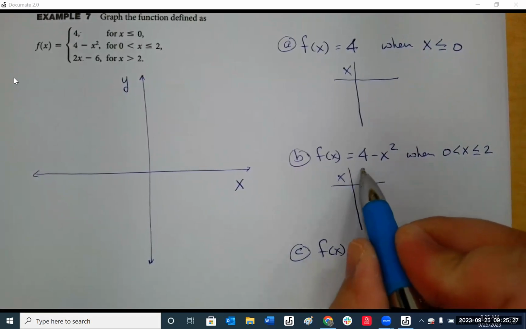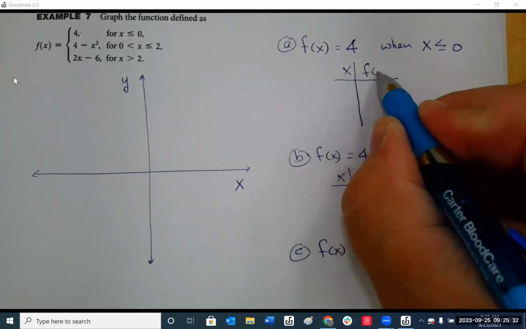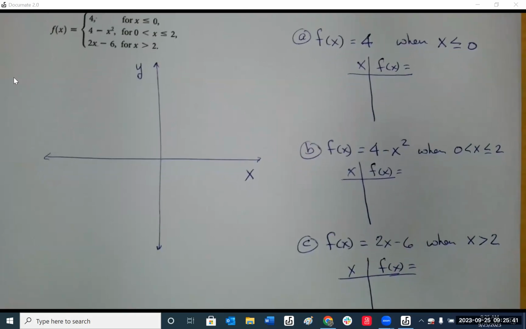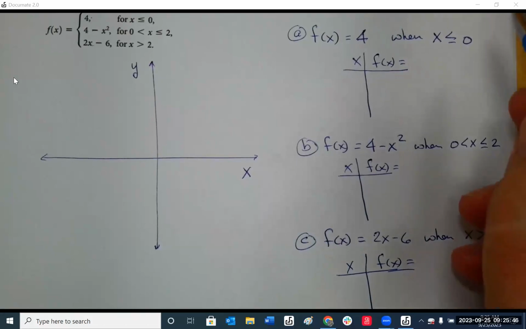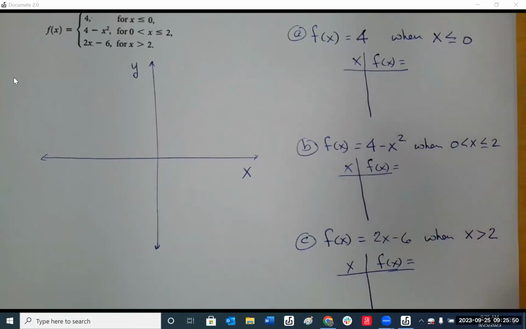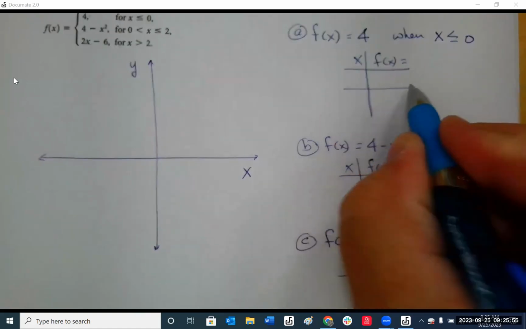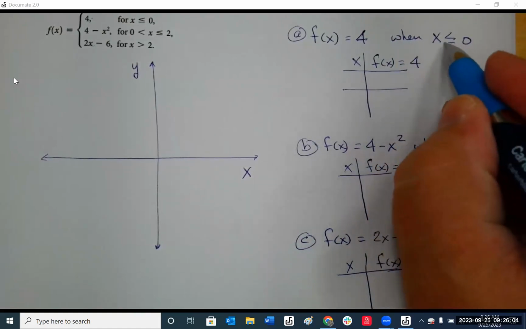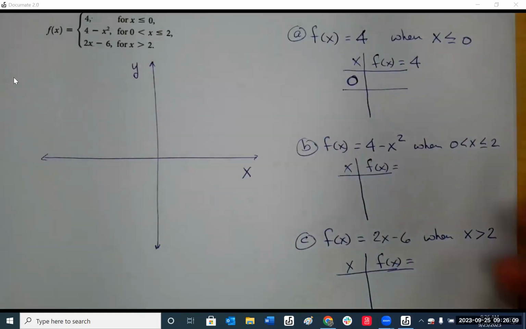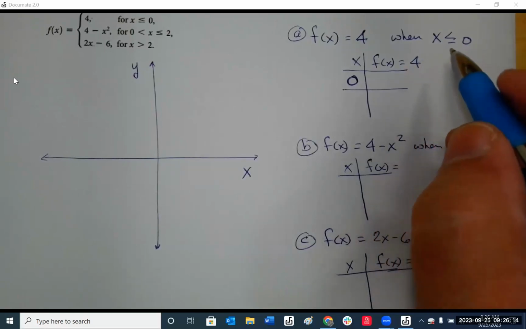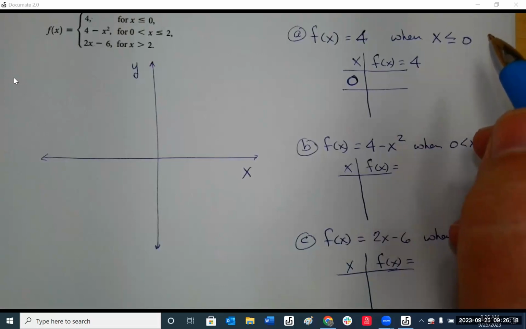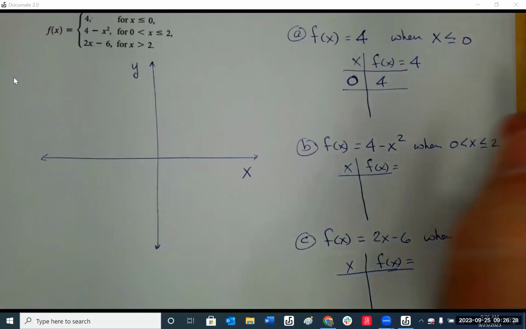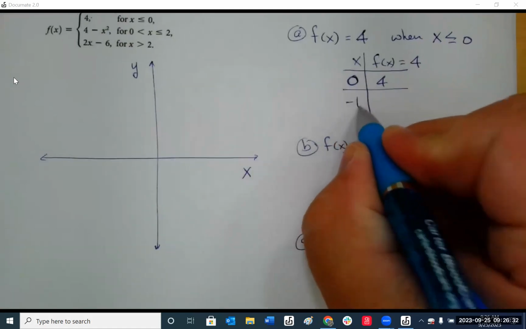Now I have to create my point charts. Those are my old tables. What do we know about the first graph? f of x equals 4. So my first number I'm going to use is 0, because that's where it tells you I'm going to start. If I plug in 0 for f of x, what do I get? It's a constant. It's always going to be 4. There's no x, so nothing changes. So another number less than 0 is -1. It equals 4 also.